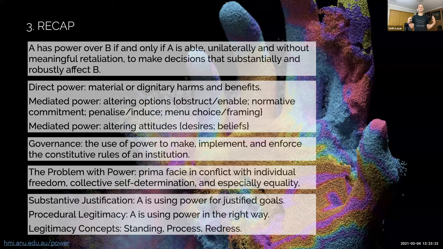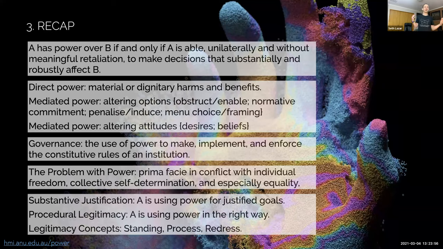I distinguished between the different modalities of power. And I wanted to get you to focus on the difference between direct and mediated power. When it came to direct power, I wanted to really emphasize the fact that you can have power over someone in virtue of the fact that you can benefit them, as well as in virtue of the fact that you can harm them. And I wanted to draw your attention to the fact that sometimes we need to focus on the dignitary dimension of harms and benefits, the ways in which a certain kind of action can express disrespect, as distinct from only focusing on how they affect people's physical well-being.